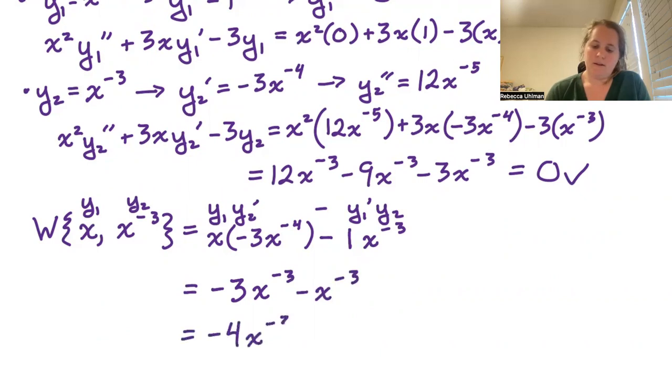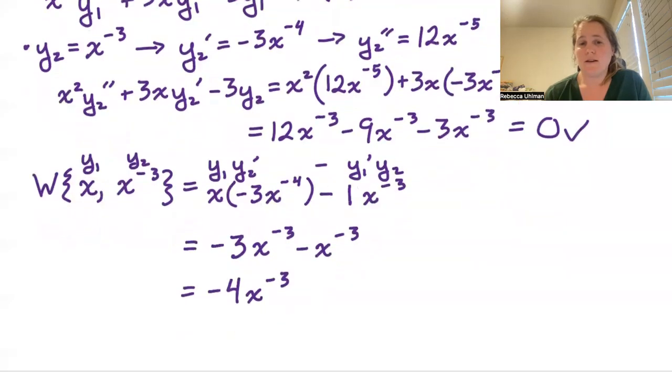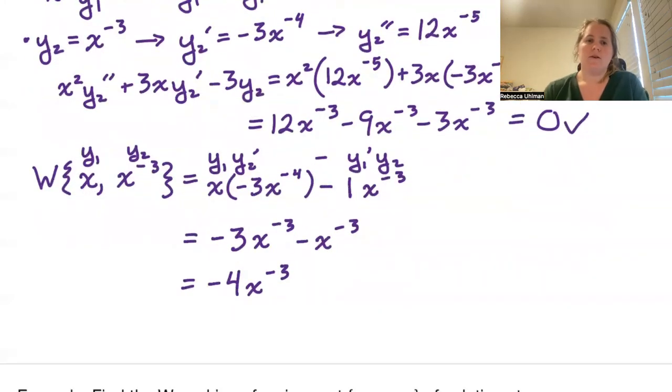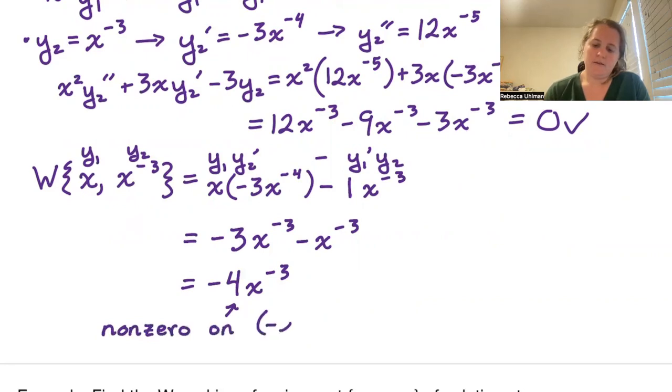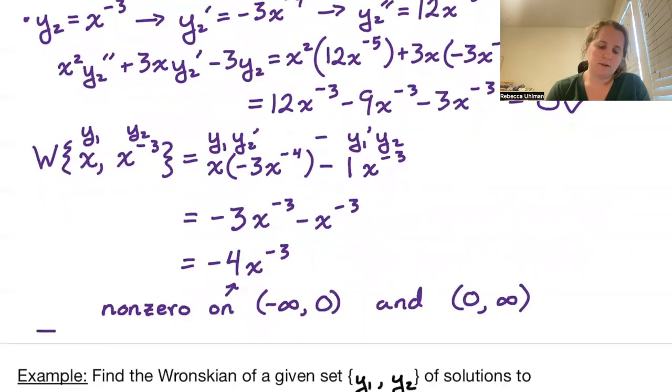All we have to do is check that this is non-zero at some point. So this is non-zero everywhere except at x equals 0. So this is non-zero on negative infinity to 0 and on 0 to infinity. And so we have a fundamental set of solutions on both intervals. So y1, y2 form a fundamental set of solutions.